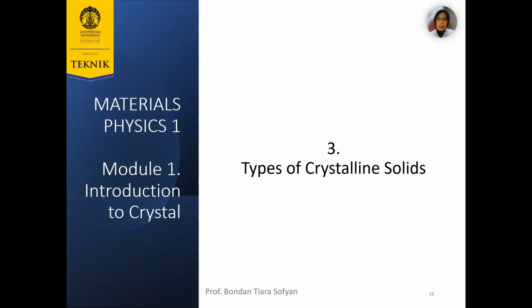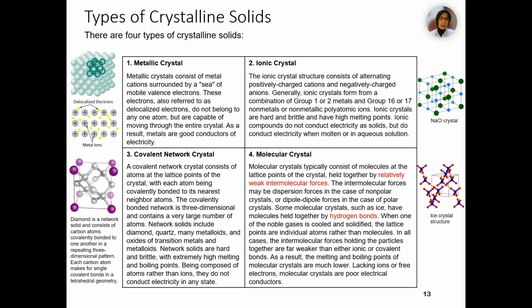Now we move to section 3, which is the types of crystalline solids. As you can see, there are 4 types of crystalline solids. The first is metallic crystals, then ionic crystals, the third covalent network crystals, and the fourth molecular crystals. From the names, you can say that it depends on the type of atomic bonding of each material.